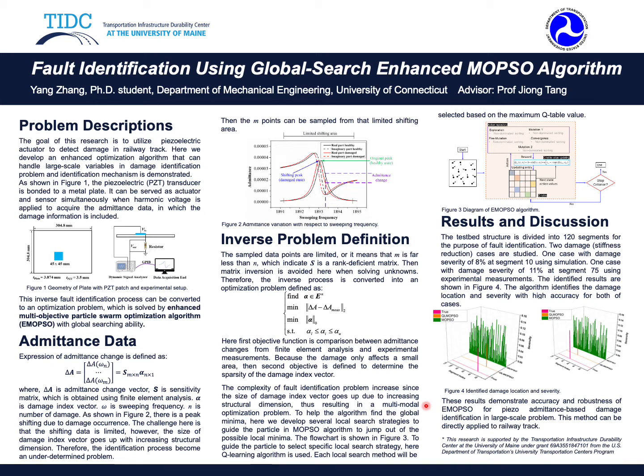The identified results are shown in figure 4. We can see that the algorithm identifies the damage location and severity with a high accuracy for both cases. These results demonstrate the accuracy and robustness of the proposed MOPSO algorithm for the piezo admittance-based damage identification in large-scale problems. And this method can be directly applied to the railway track.